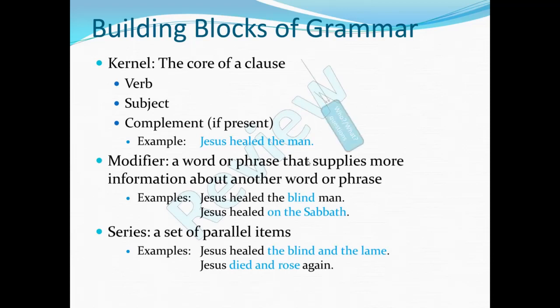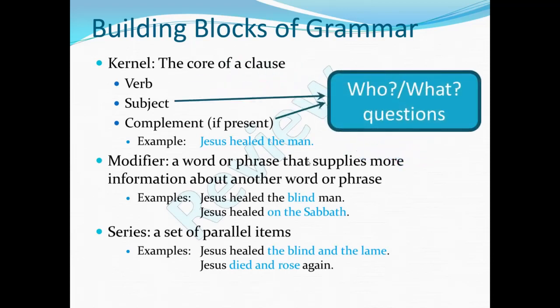I want to hit these who or what questions again because they're so important they can hardly be overemphasized. Once you have identified the verb and translated it in its proper voice, to find the subject of the verb, you just ask who or what before that verb expression. To find the complement, you ask who or whom, if you want to be picky about the English grammar, or what after the verb. And the sentence material that answers these questions serves in each case as the subject or the complement.